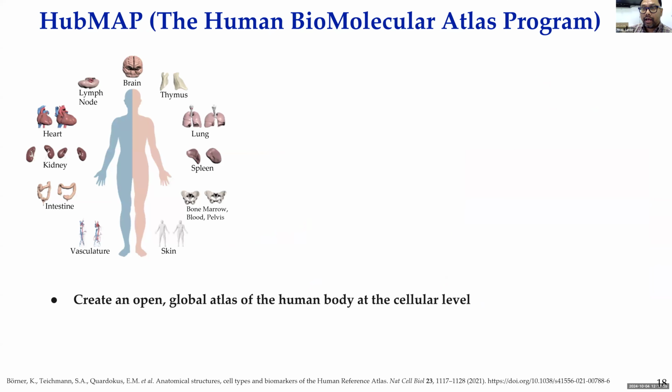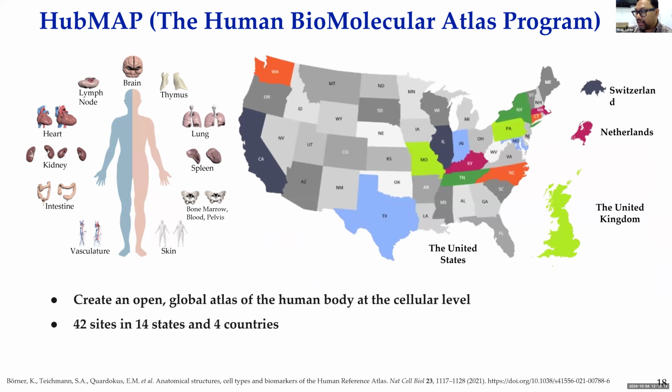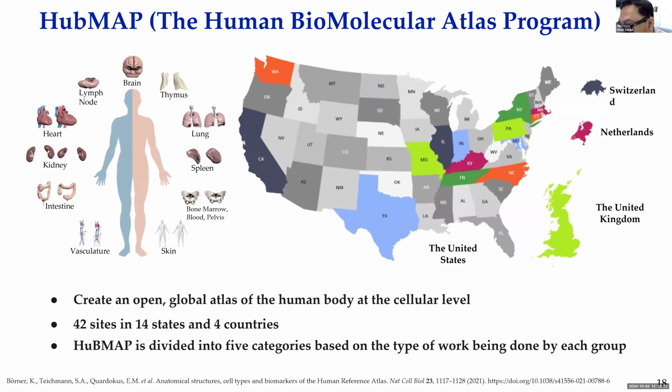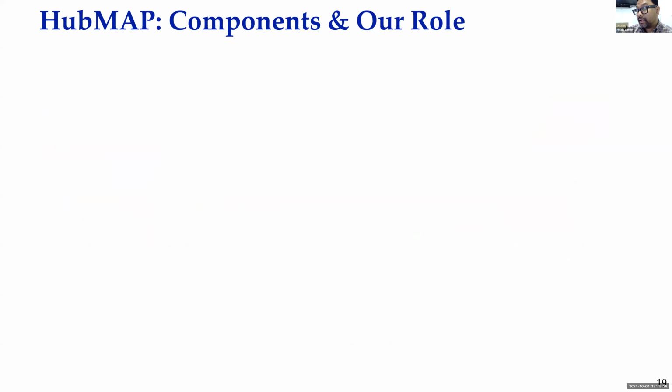We are heavily motivated, trained and taught. We are students of the Human BioMolecular Atlas Program, which has a goal to create an open, global atlas of the human body at the cellular level, to do this fundamental understanding not just in kidney but everywhere. It spans 42 sites in 14 US states and 4 countries, and it's divided into 5 categories based on the type of work being done.